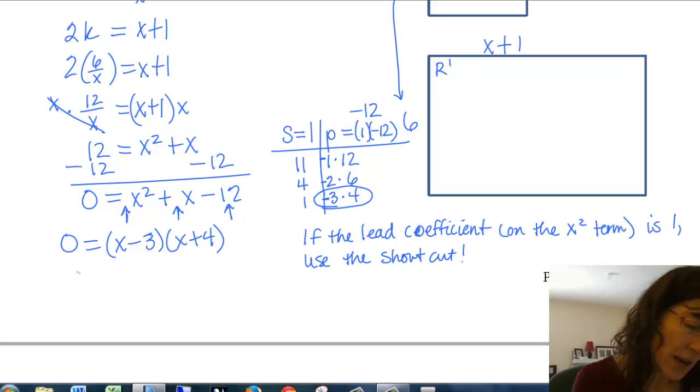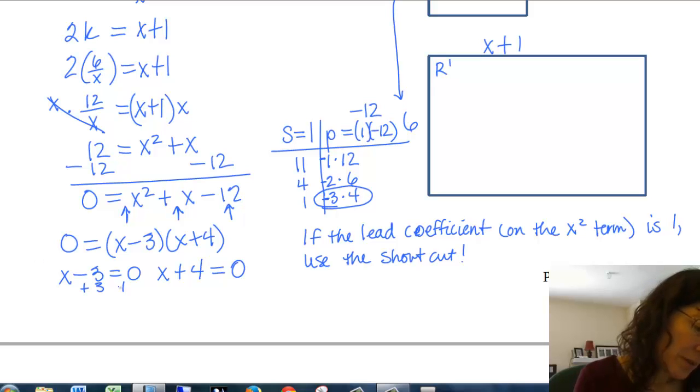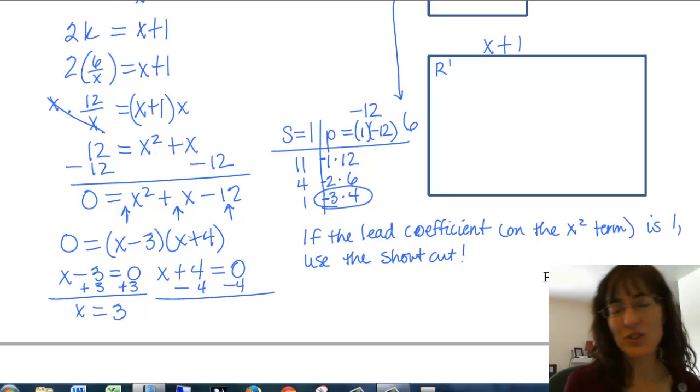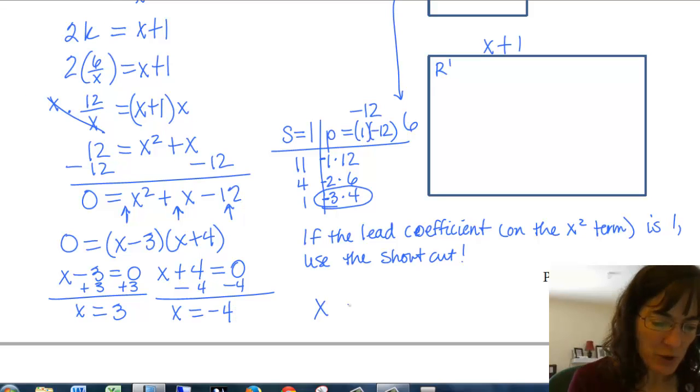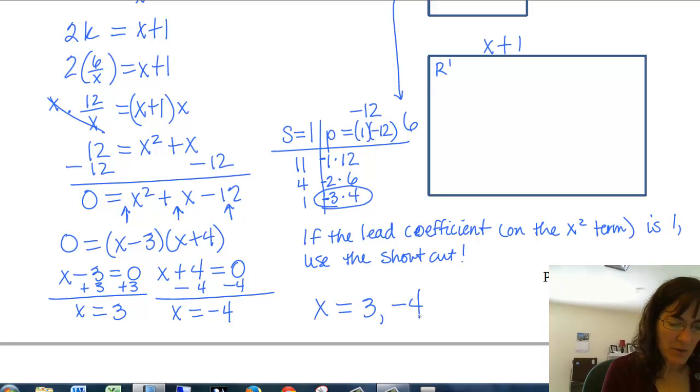And then I can set each factor to 0. So plus 3 plus 3. So I have x equals 3. And then minus 4 minus 4. Make sure you watch those signs so that you're actually undoing. And then I have x equals negative 4. So I have two possibilities for this arrangement, and it is 3 and negative 4.